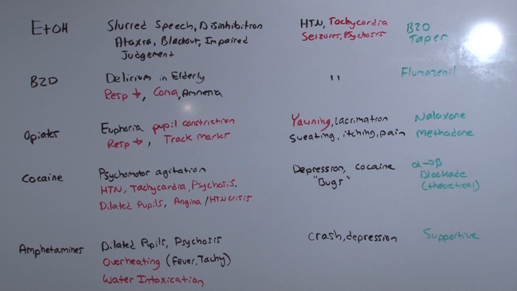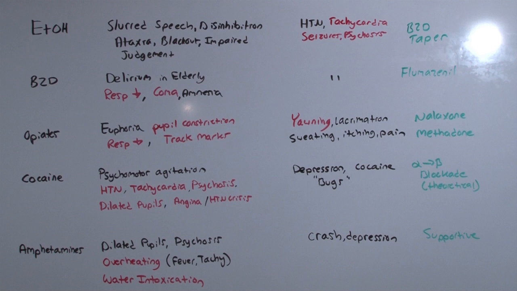Withdrawal symptoms of opiates are yawning, lacrimation, sweating, itching, and all over body pain. You can treat the symptoms of withdrawal with methadone. Methadone takes the edge off. That is, it kills the cravings without getting the patient high. Cocaine is an upper.